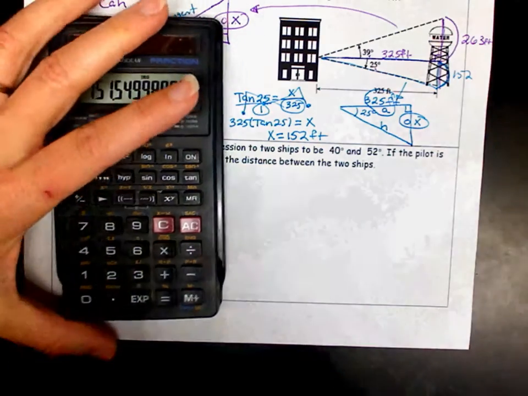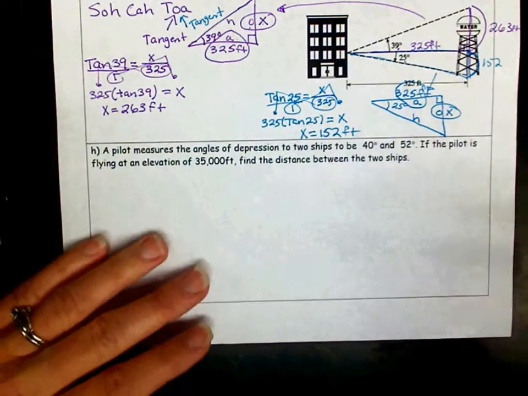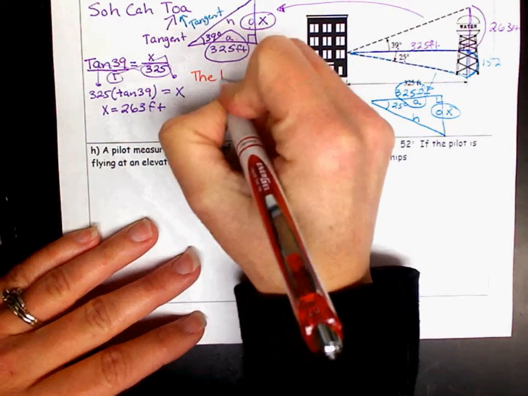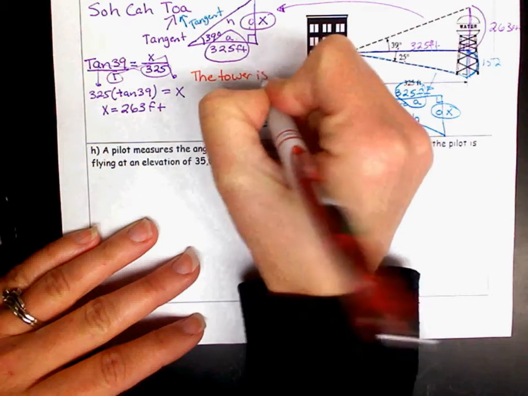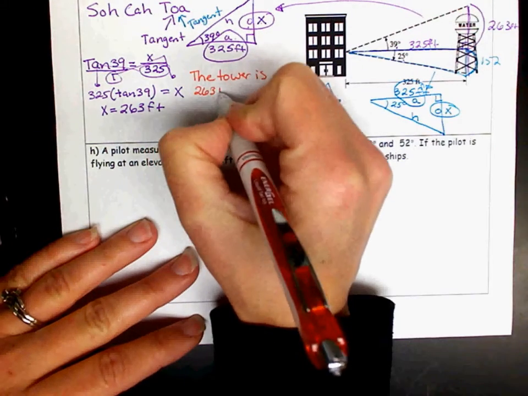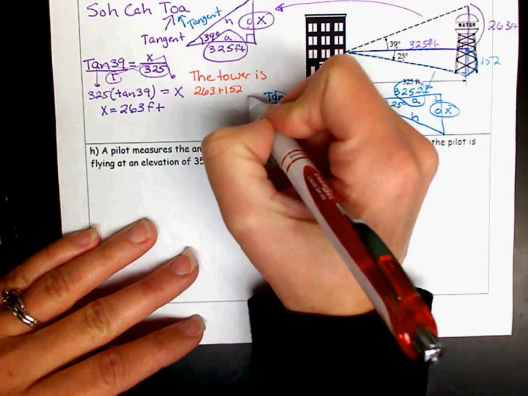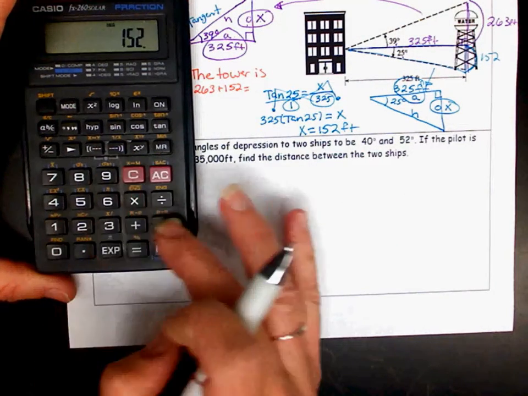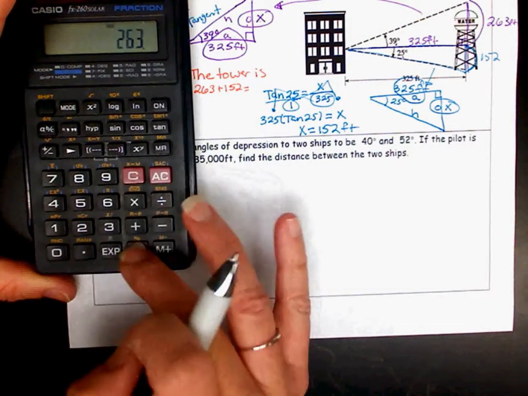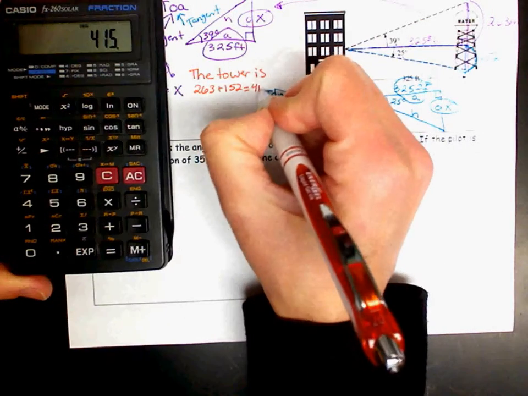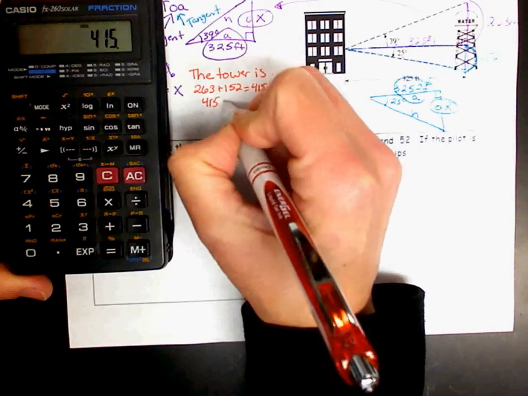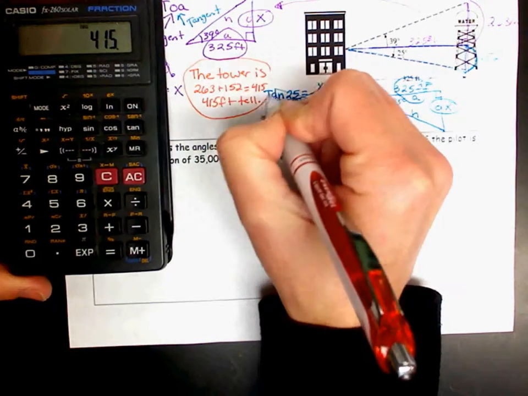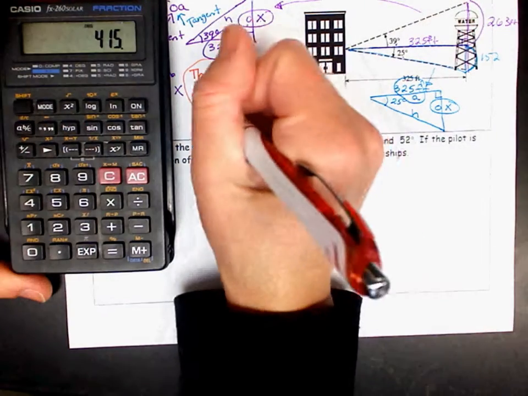Okay. So we want to know how tall the tower is. The tower is 263 plus 152, which equals 415 feet tall. So the tower is 415 feet tall.